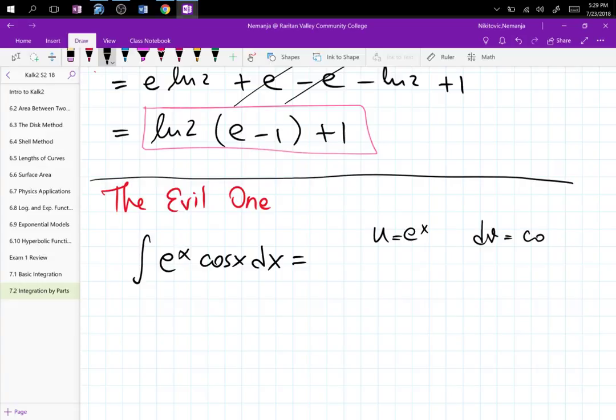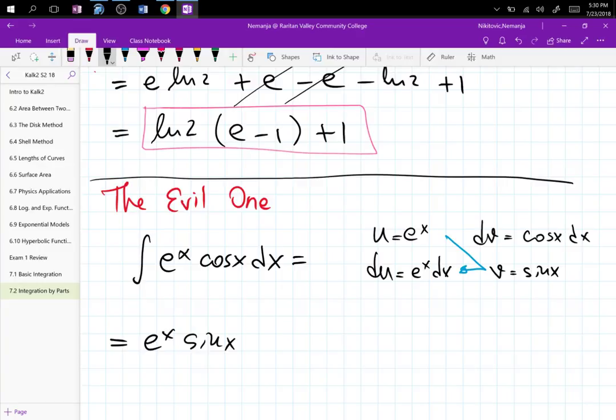So I have cosine x. You want me to do the algebra? So du is equal to e to the x dx, and v is equal to sine x. Doesn't v equal negative sine x? No, the integral of cosine is positive sine. So we have e to the x sine x minus the integral of e to the x sine x dx.